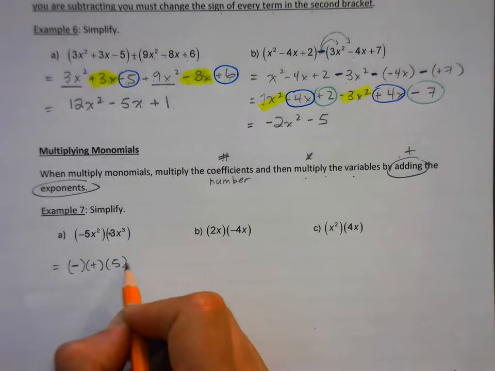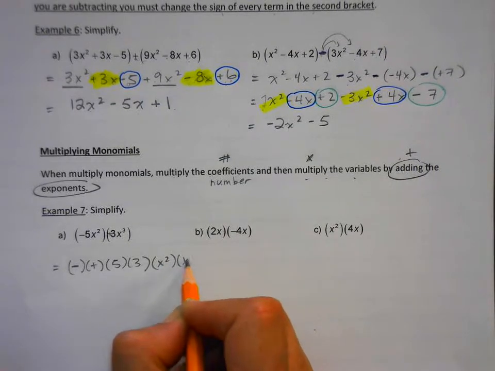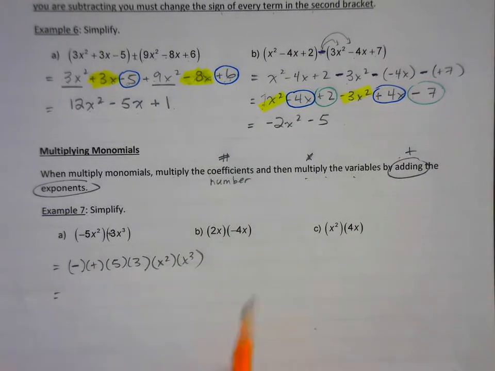And then I have a 5 and a 3. And then I have my x's. This is way more expanding than you need to, but I want to make sure you see what I'm doing. So the first thing is I look at the signs. Well, one's a positive, one's a negative. So that means I'm left with a negative. And then I'm going to do the math with the numbers out in front.